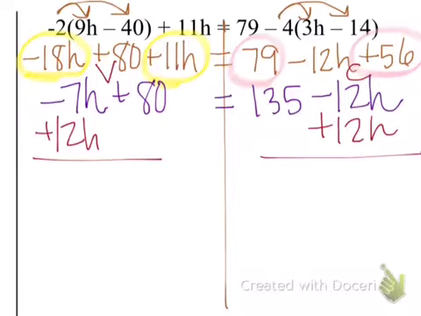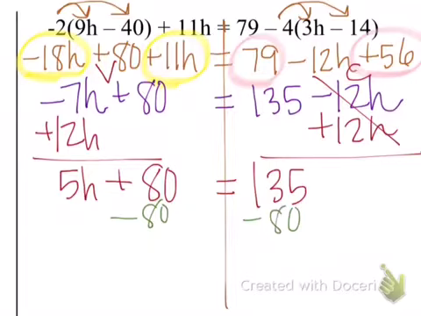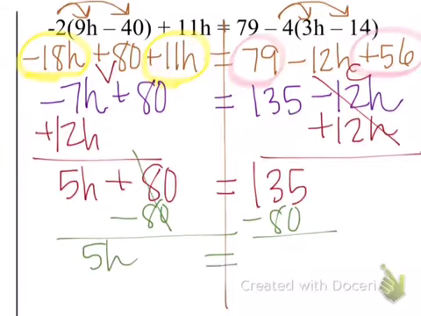Negative 7h plus 12h is going to be a positive 5h plus 80 equals. My 12h's are going to cancel there. I've got a positive and a negative. And then I've got 135 on the right. This is now a two-step equation. So to solve this, we need to move that plus 80. So subtract 80 on both sides. On the left-hand side, that's just going to leave me with the 5h. My 80's cancel. On the right-hand side, 135 minus 80 gives me 55.